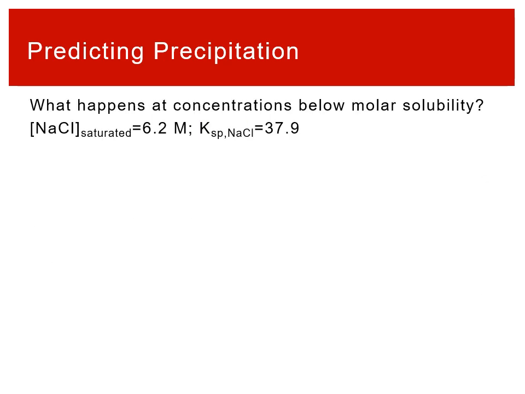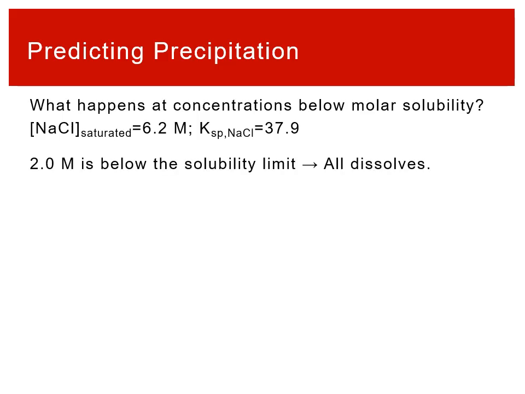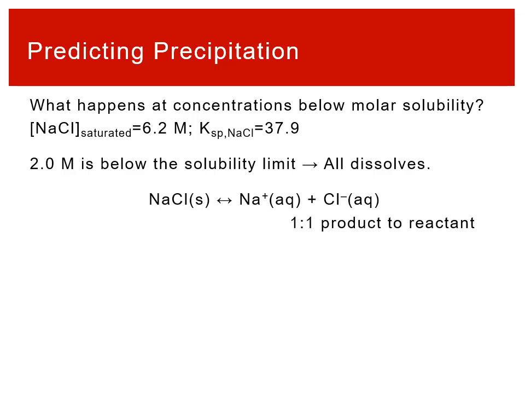But what about if I have a concentration that's below molar solubility, right? So sodium chloride is saturated at 6.2 molar. What about when I have a lower concentration, which we certainly deal with a lot in lab? So 2.0 molar is below the solubility limit. If you make a solution of 2.0 molar, all of it dissolves. There is no solid that's left over. And we could think about, okay, well, we have NaCl as solid. When it dissolves, it makes 1 sodium and 1 chloride. So we know that that means that we have 2 molar concentrations for each of those, right? Sodium and chloride are both at 2 molar floating around in that solution.